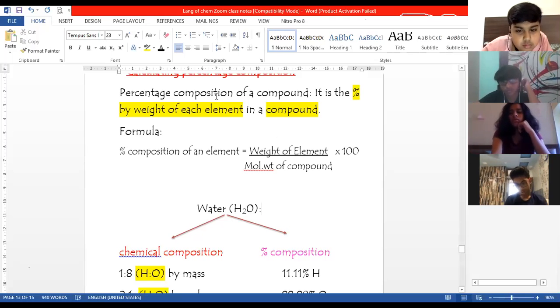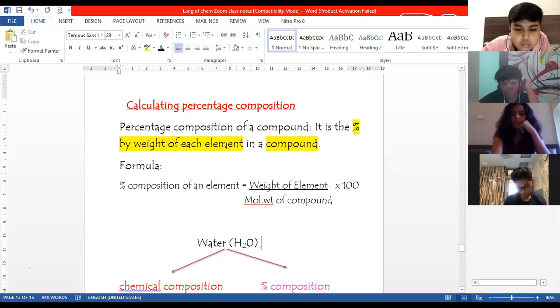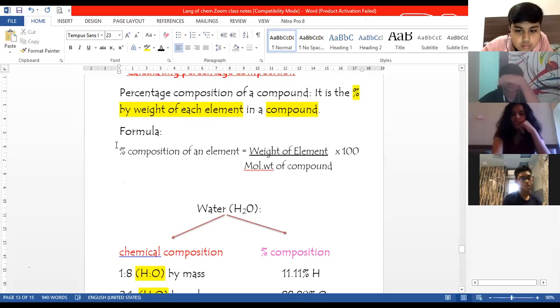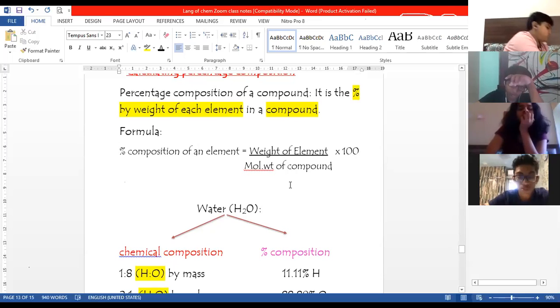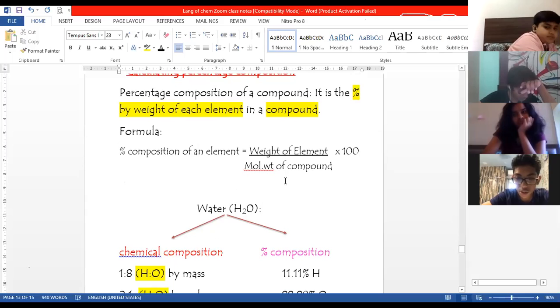So percentage composition is the percentage by weight of each element in a compound. The formula is this one, you will write it down. Percentage composition of an element equals weight of the element upon molecular weight, into 100. It's just like finding the marks you got divided by total marks into 100. Same way, weight of the element upon molecular weight of the compound into 100. In this case also, all the atomic masses and weights will be given to you in the question. You already know how to find the molecular weight of a substance, and you just take the weight of the element in that and do the question.